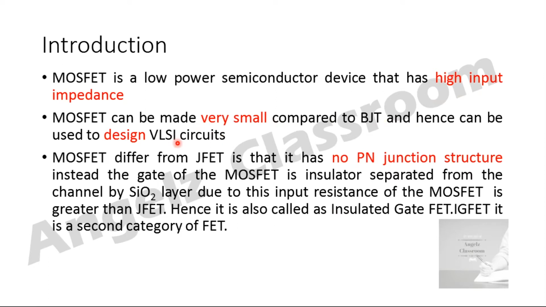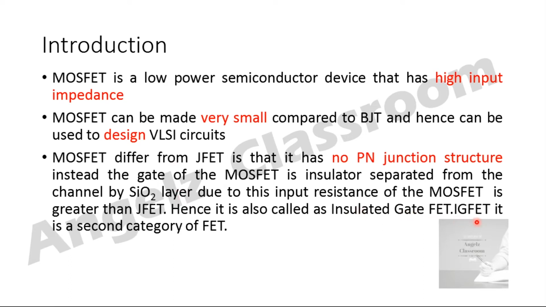And one more difference is there. This MOSFET differs from JFET because we don't have a PN junction structure in this MOSFET. Instead of that, the gate of the MOSFET is separated from its substrate by an insulator layer, and that insulator can be a silicon dioxide layer. Due to this, the input resistance of the MOSFET is greater than that of JFET, and hence it is also called the insulated gate FET, denoted as IGFET.